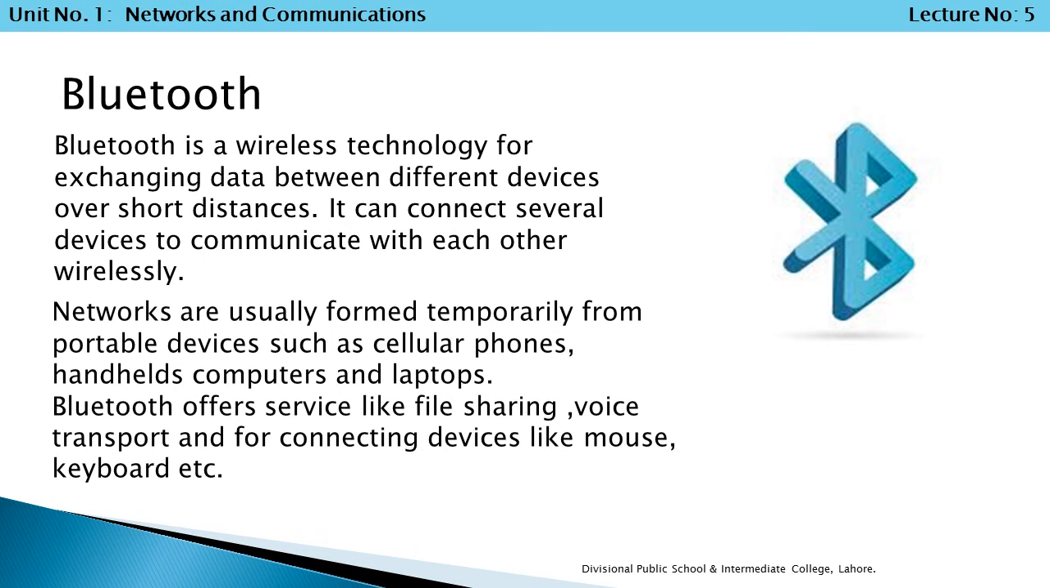Networks are usually formed temporarily from portable devices such as cellular phones, meaning mobile phones, handheld computers, and laptops. Bluetooth offers services like file sharing, voice transport, and connecting devices like a mouse and keyboard. The effective range of Bluetooth devices is 10 meters. The first Bluetooth mobile phone was the Ericsson T36.